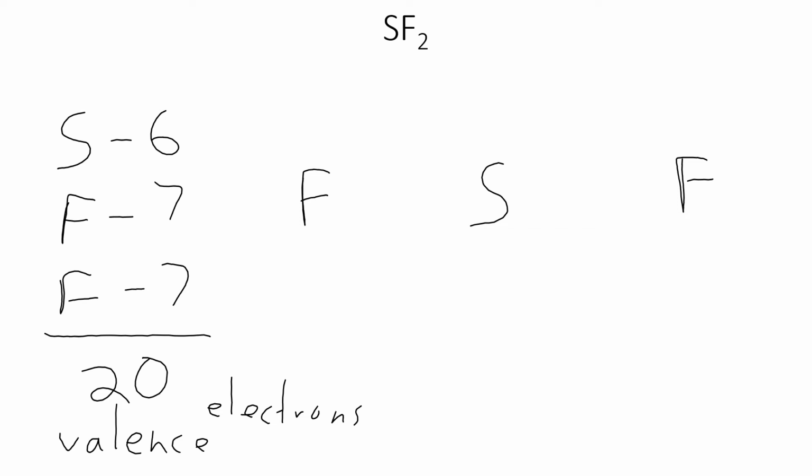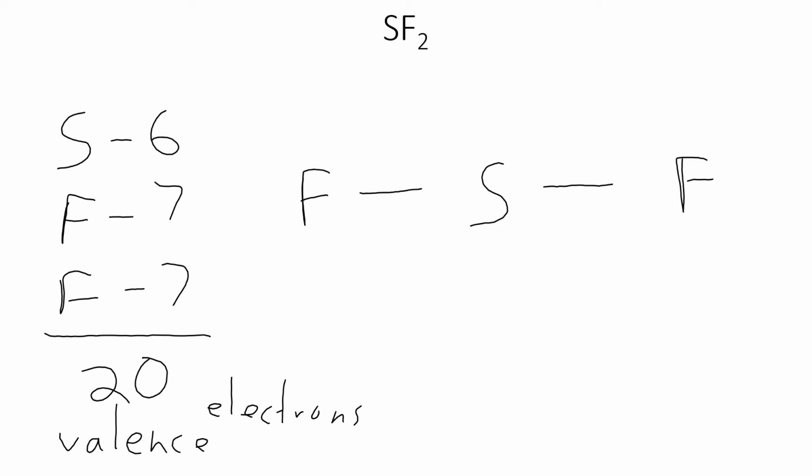We need something holding these various pieces together. So you're going to make a single bond between each outer atom and the central atom. So a bond between fluorine on the left and the sulfur, and a bond between the sulfur and the fluorine on the right. Remember, those lines represent that bond, 2 electrons being shared.